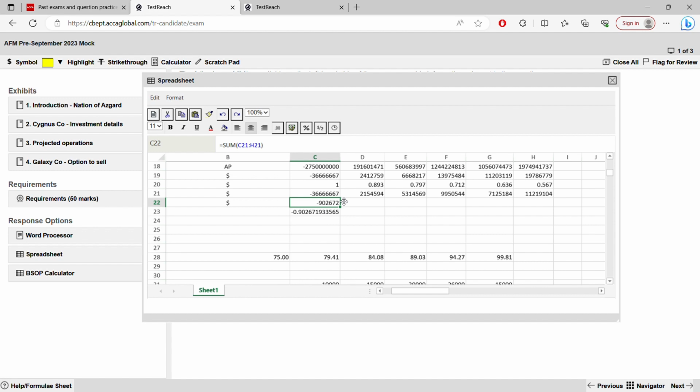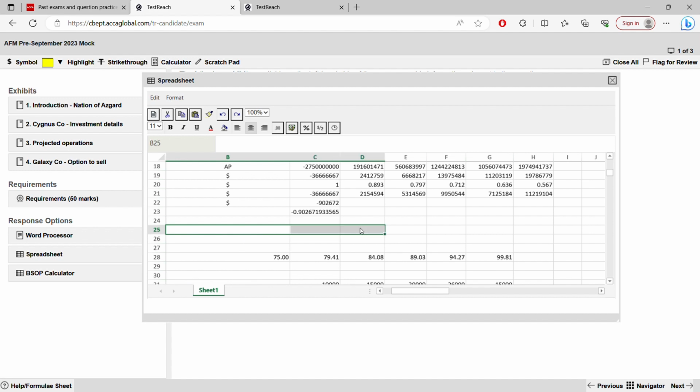Okay, so 902,672, it's a negative number. So what is your conclusion now? You have to write it here. The net present value of the project is negative, therefore this project you should not accept it. Before you consider the Galaxy company's offer, it is not worthwhile. This you have to write it here.